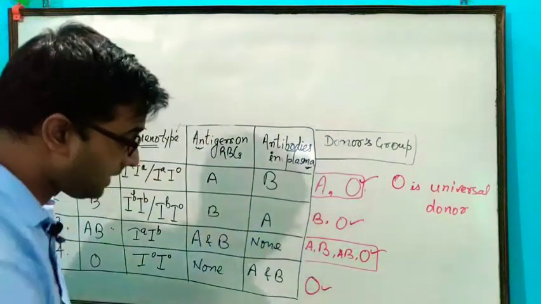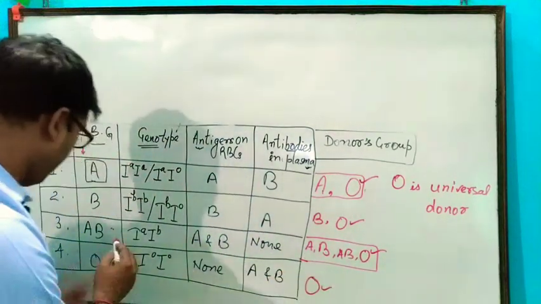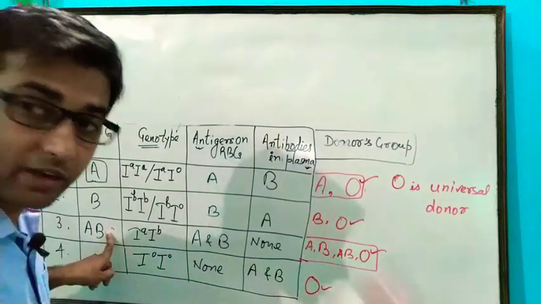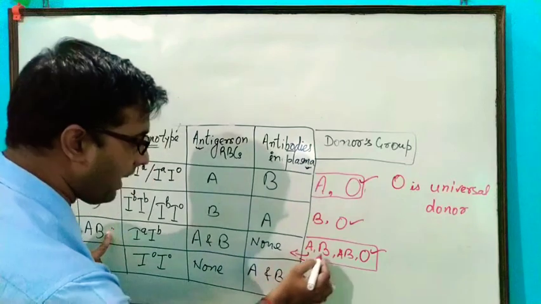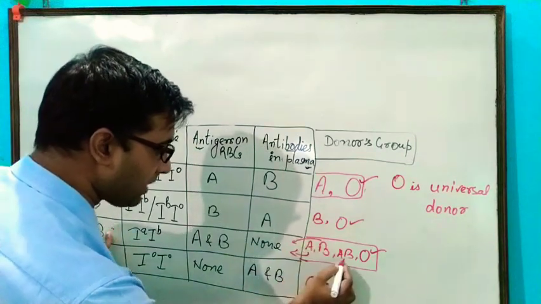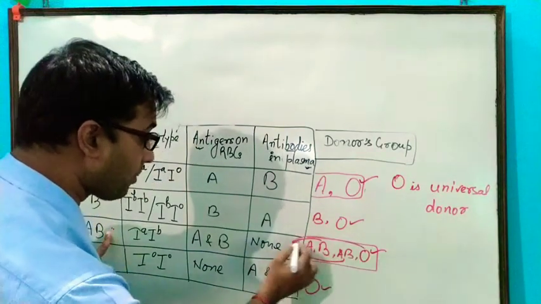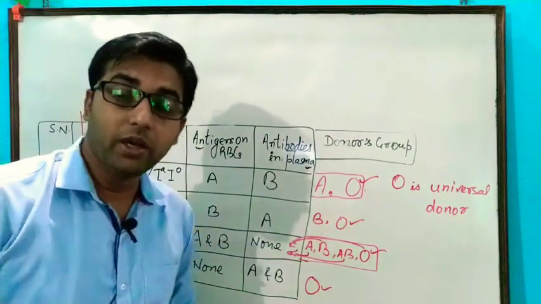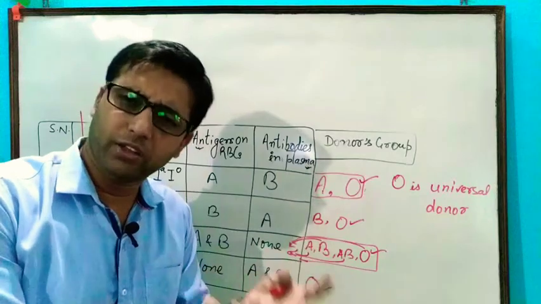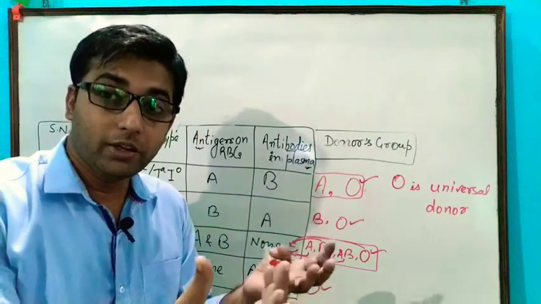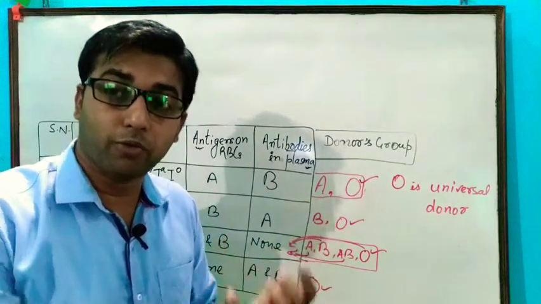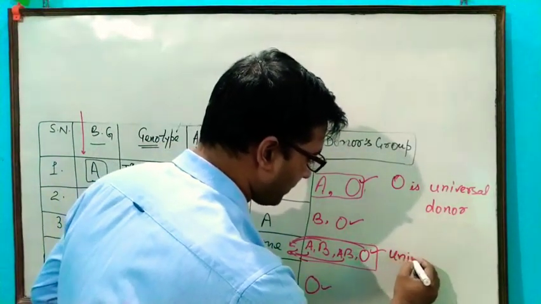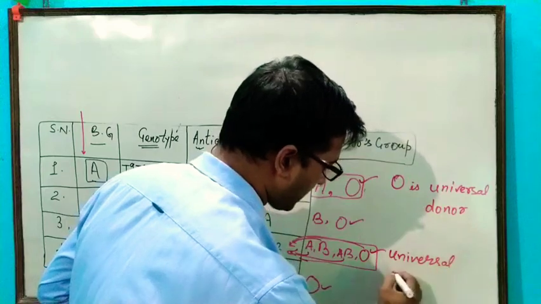And now you can see this one. It means the person having blood group AB can receive blood from A as well as from B, from AB, and from O. It means blood group AB receives blood from all other groups. It universally accepts blood from all other groups. So simply this is the universal acceptor.